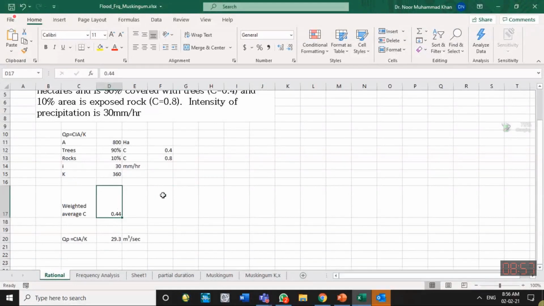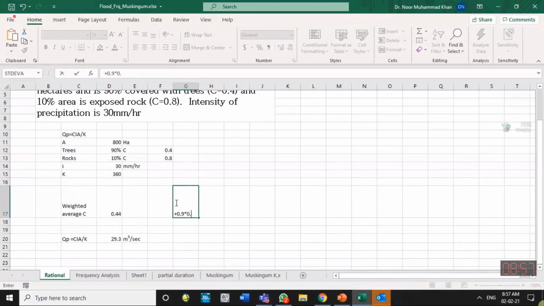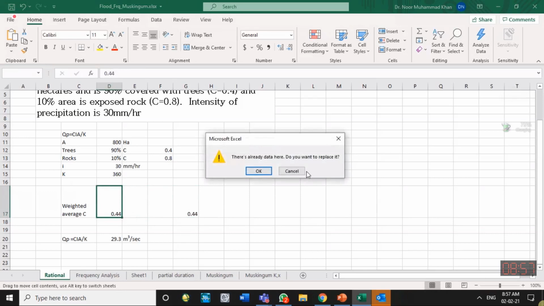So if you have to select it, can somebody check? It comes out to be 0.44 weighted C value plus 0.9 into 0.4 plus. That comes out to be 0.44. So I put it over here.